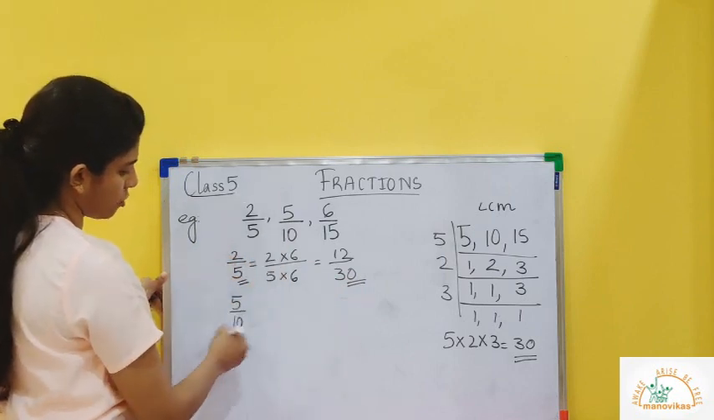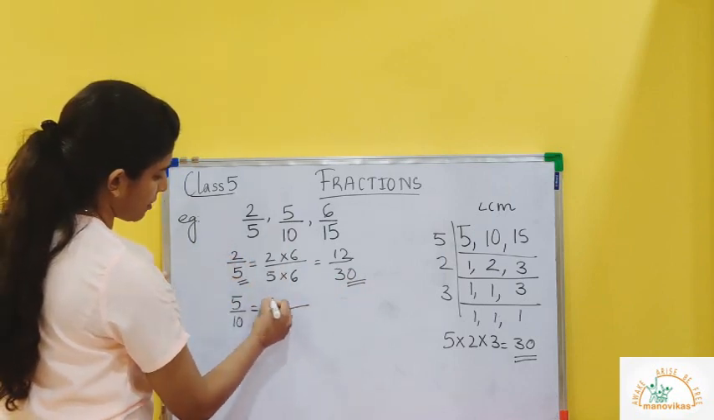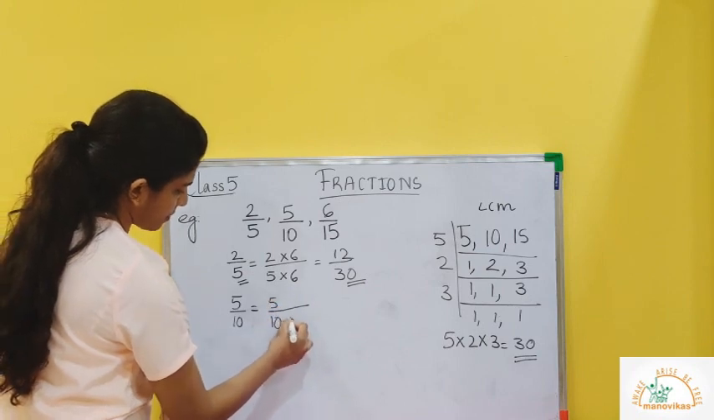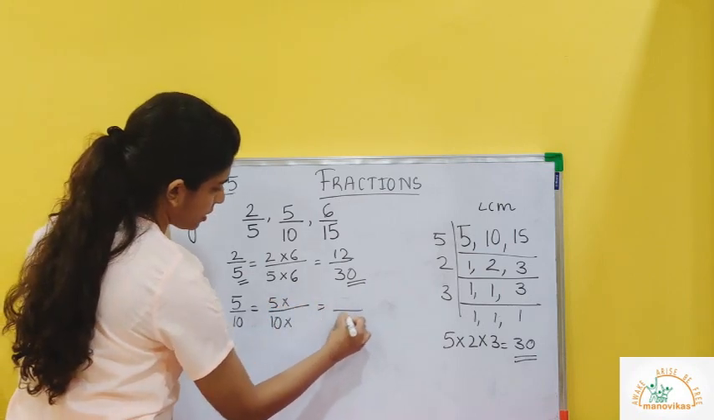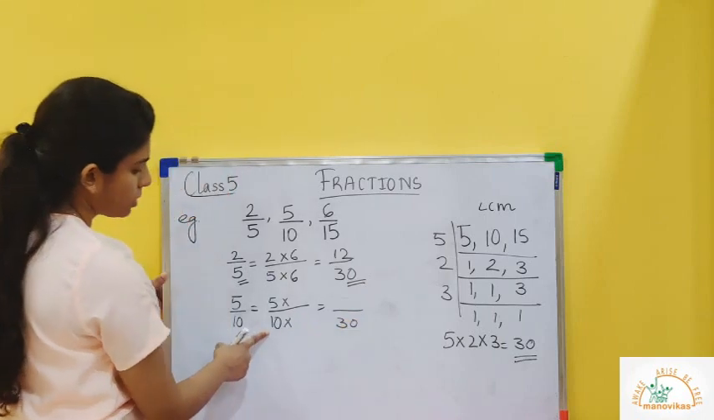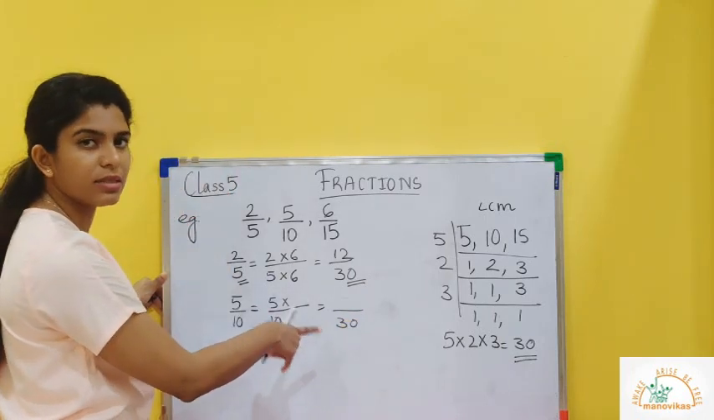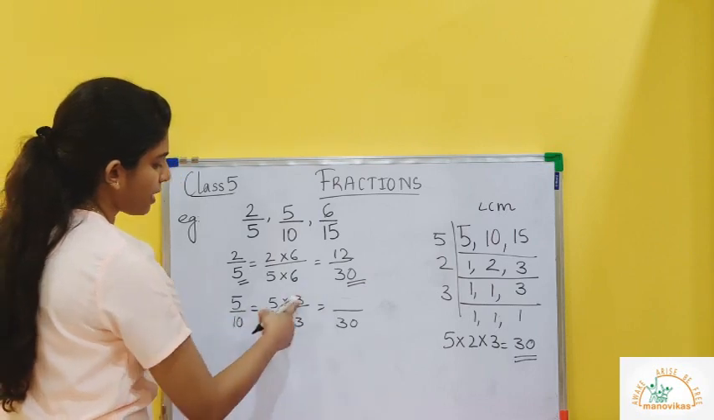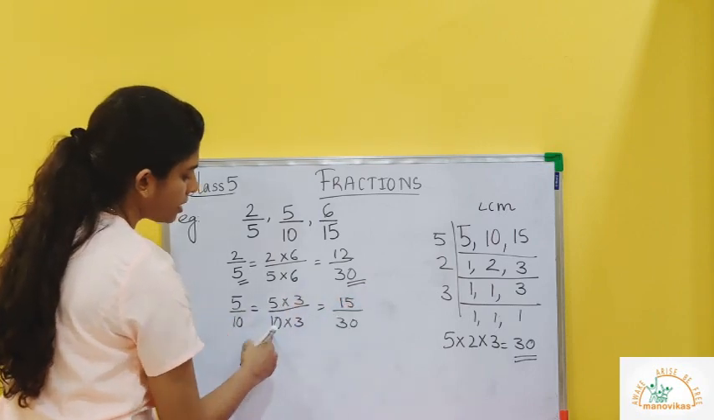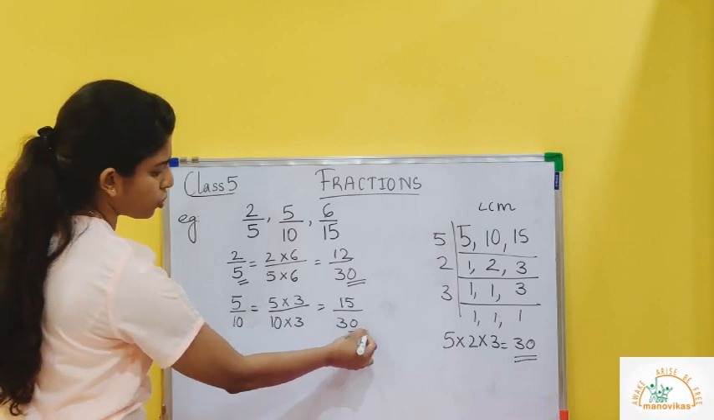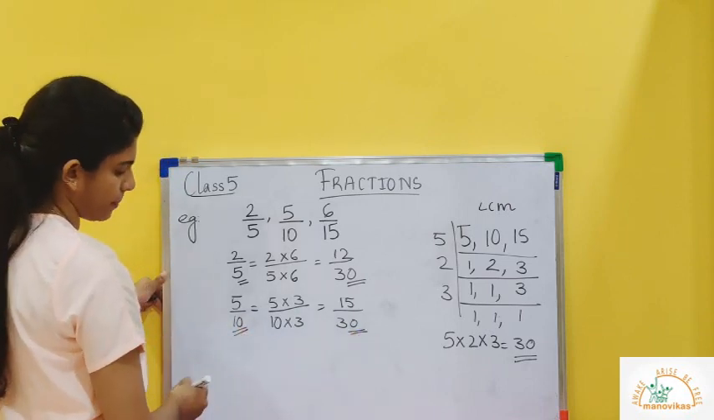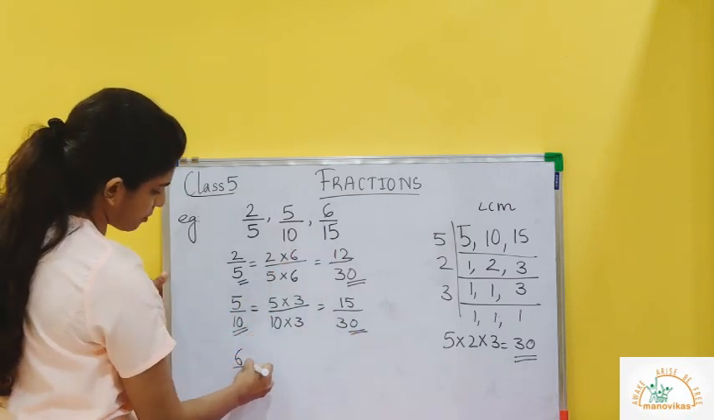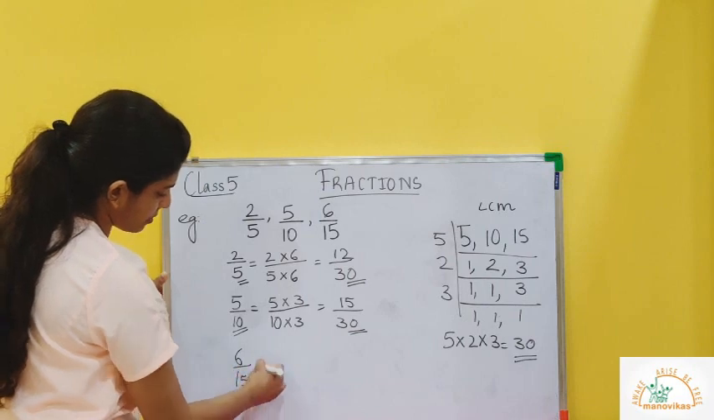Now we are taking 5 upon 10. The same way you write. This should be 30, right? So 10 into something will give me 30. What is that number? Yes, 3. So here also it will be 3. So 5 3s are 15, 10 3s are 30. So you found it for 5 upon 10. Next number is 6 upon 15.